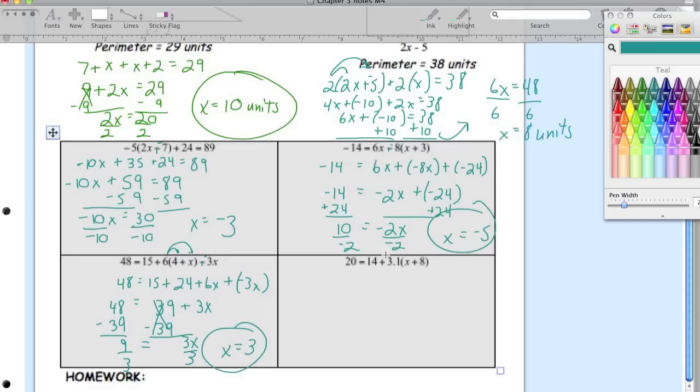Okay, we're going to stop there. This is the exact same thing, only we have decimal work. See me if you'd like some extra problems or review some of these extra ones here.